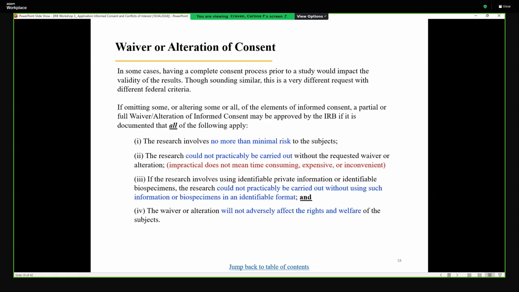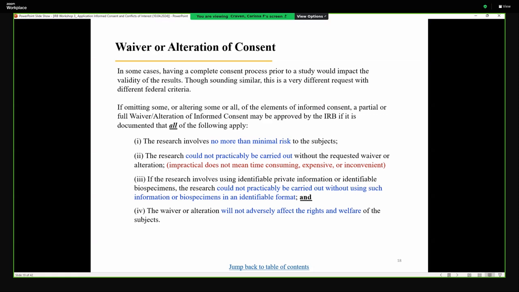So the first is that it cannot be more than minimal risk. You have to prove that it could not practicably be carried out without this waiver. So this does not mean that it's time consuming, inconvenient, or expensive. It means you cannot do the research without that waiver, or you can't properly do the research without the waiver.